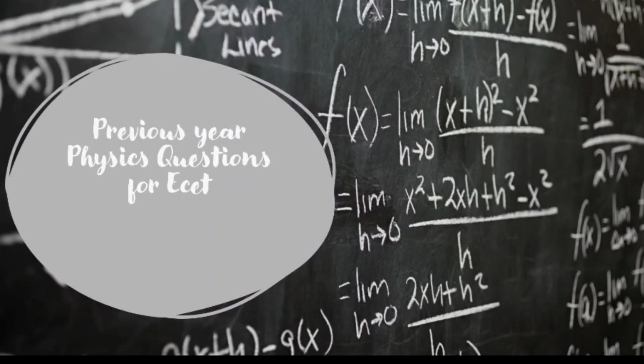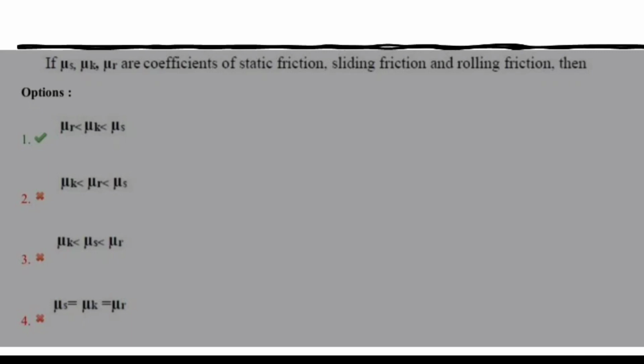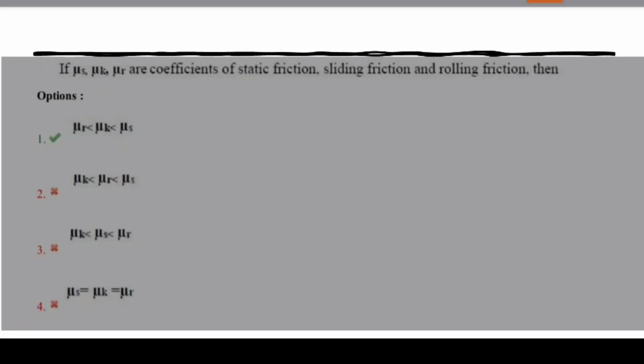In this video, we are going to see some previous year physics questions for ECET. So the first question reads: if mu s, mu k, mu r are coefficients of static friction, sliding friction and rolling friction, then mu s is static friction, mu k is sliding friction, mu r is rolling friction. Then arrange in the ascending or descending order.